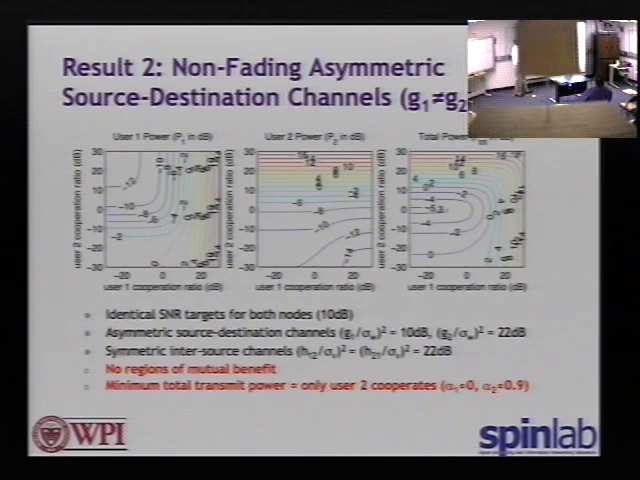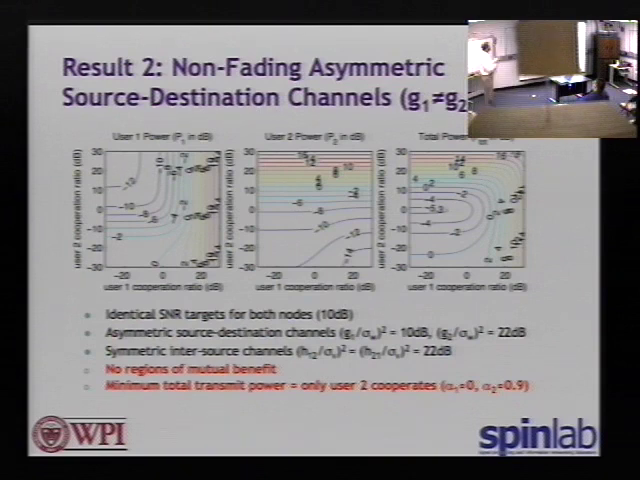Source 2 needs a lot less power overall to achieve the SNR target. And let's just go right to the total power plot, I guess. This is where really all the action is. The best place to operate the entire system is for source 1 to not cooperate and source 2 to cooperate roughly on a 1-to-1 basis. Not exactly 1-to-1, I think the optimal point is 0.9-to-1. So the optimal cooperation ratio is for source 2 to cooperate at about 0.9-to-1 and source 1 to not cooperate at all. So this would be an asymmetric case.